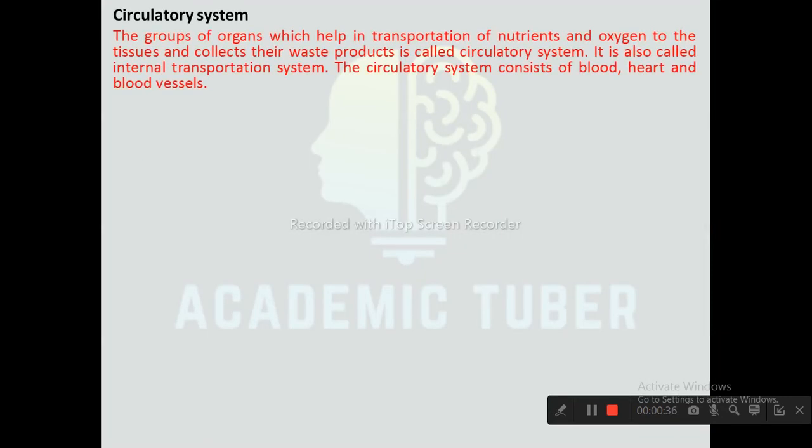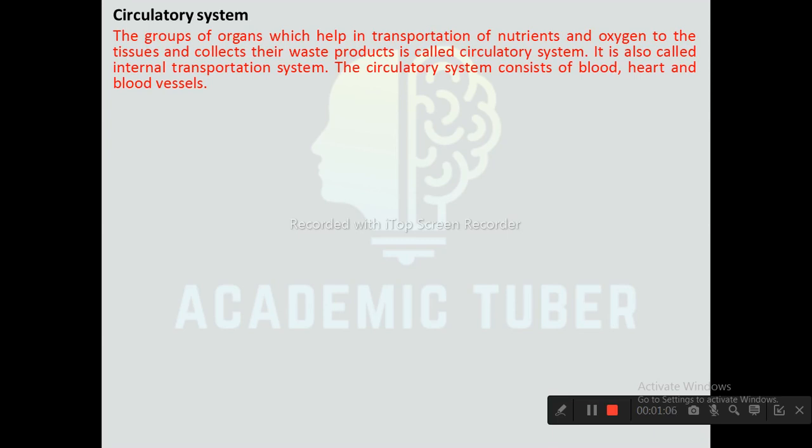Circulatory system. The blood circulatory system is one of the 9 systems in the human body. This system also connects with the other systems. The chief organ of the blood circulatory system is the heart, which pumps the blood collected from various parts of the body. The group of organs which helps in transportation of nutrients and oxygen to the tissue and collects their waste products is called the circulatory system. It is also called the internal transportation system.